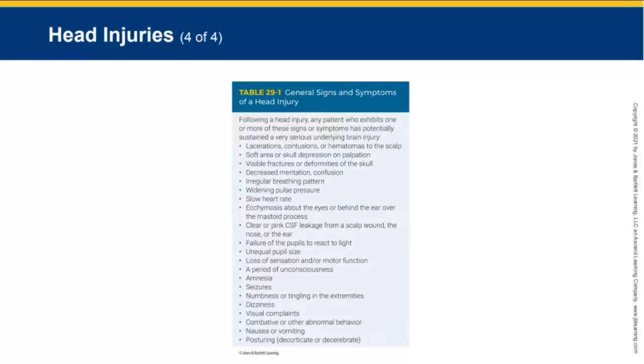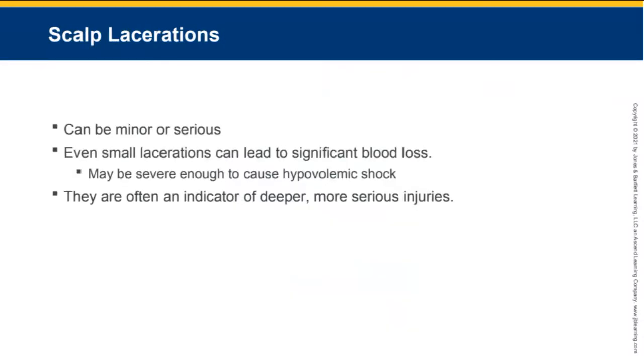Here's attention to table 29-1, which covers the signs and symptoms of head injury. Scalp lacerations. A scalp laceration can be minor or it can be serious. Even a small laceration can lead to significant blood loss because the scalp is highly vascular. And it may be so severe that the patient starts to present with signs and symptoms of shock. They are often an indicator of deeper or more serious injuries.